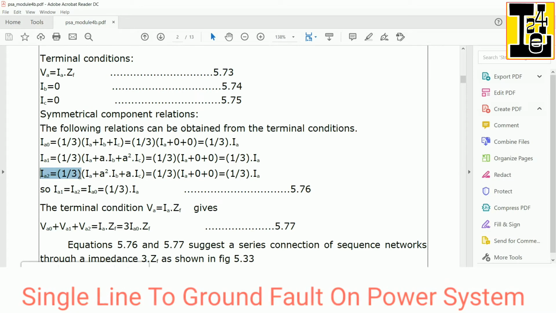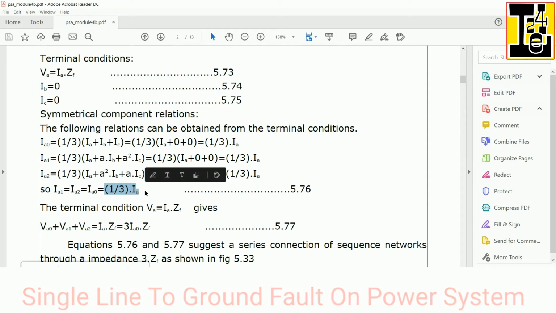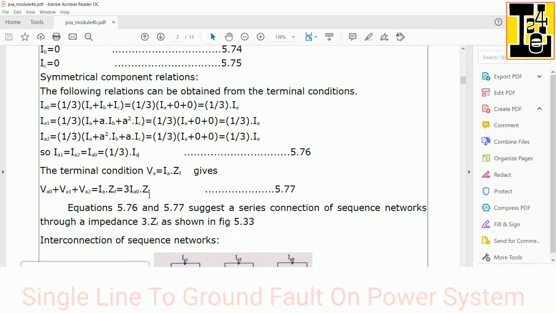IA2 is equals to 1 by 3 into bracket IA plus A square IB plus A IC. Substituting the values of IB and IC as 0, we will get IA2 is also equals to 1 by 3 into IA. So with this result, we can conclude that the symmetrical currents will be equals to 1 by 3 into IA. The terminal condition VA is equals to IA into ZF gives that VA naught plus VA1 plus VA2 is equals to IA ZF, that is equals to 3 IA naught ZF.